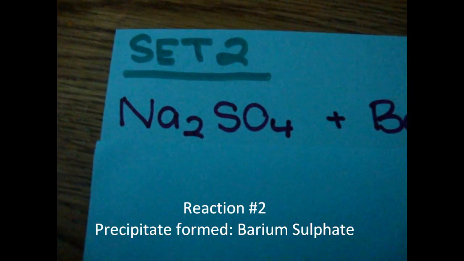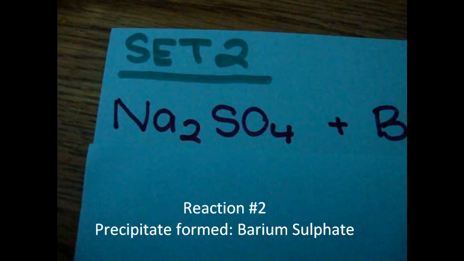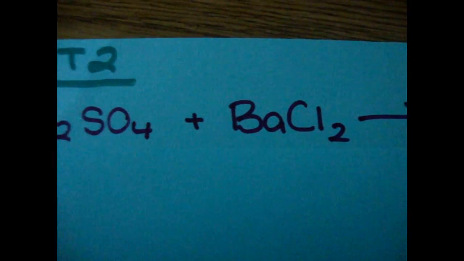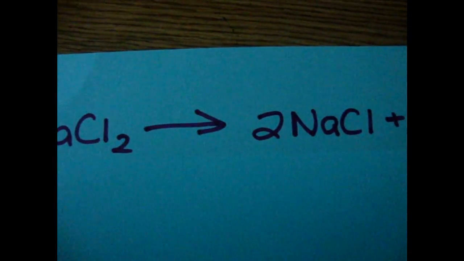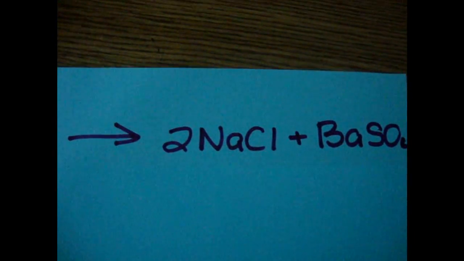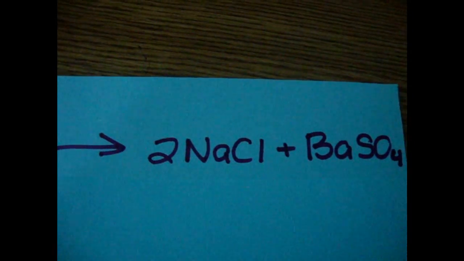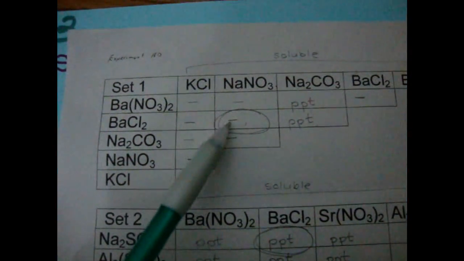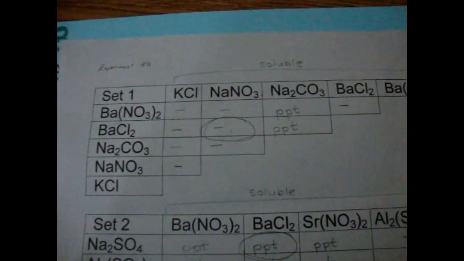This is reaction number 2 that formed a precipitate from set 2. We have sodium sulfate reacts with barium chloride to form sodium chloride and barium sulfate. How do we figure out the precipitate for this one? Well, we're going to do a little cross-referencing. I took a reaction from set 1, so we're going to be looking at this reaction right here and right here.